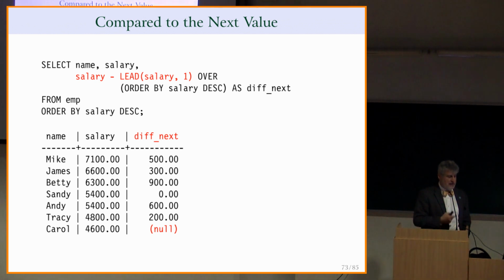I could do this. I could say, take the current salary and subtract it from the next salary. So if you look at the employees in order, how much more money does that person make than the next lower paid employee? Right? So Mike is 500 more than James, 300 more than Betty, 900 more than Sandy, 900 more than Andy, 900 more than Tracy, 200 more than Carol. Okay? So you basically have this sort of stratification. You can see the differences as you're going down.